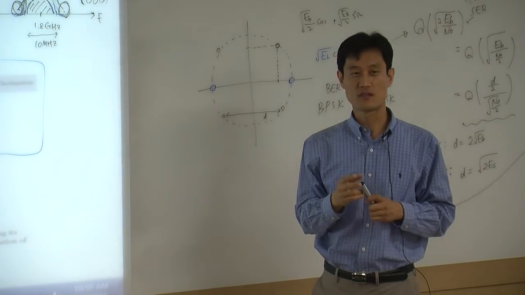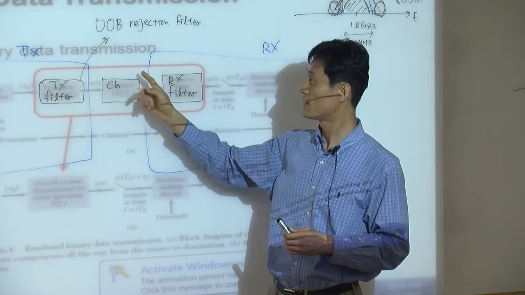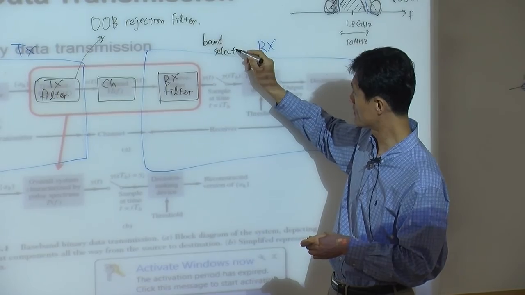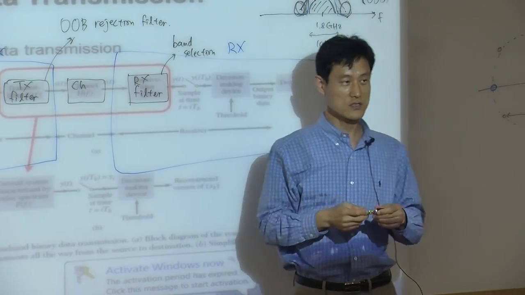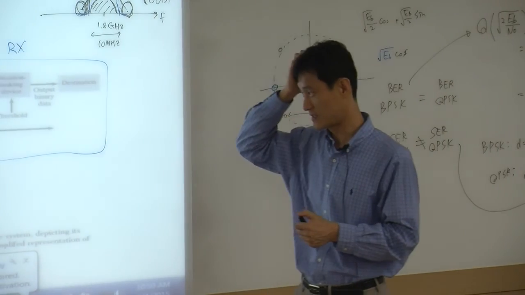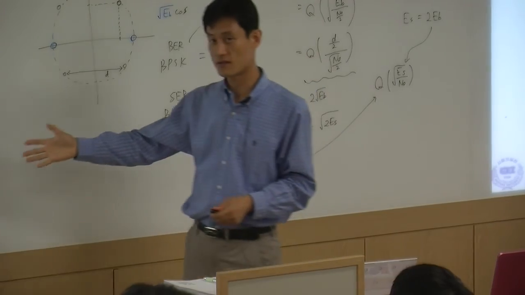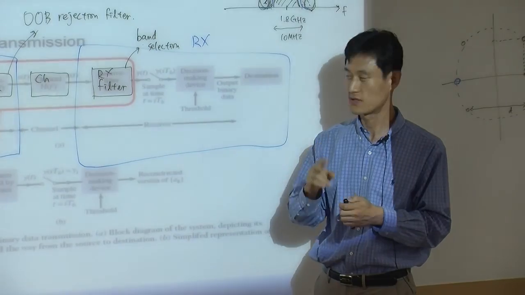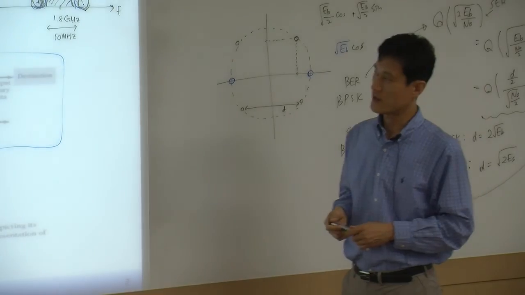But there's a second reason for these two. The first reason is for this one, band selection, and for this one, out-of-band rejection. So this is the first reason for these filters. The second reason for these filters is something else. I'm going to talk about the second reason. That's the main thing that I'm going to talk about here on the next slide. Okay, second reason.